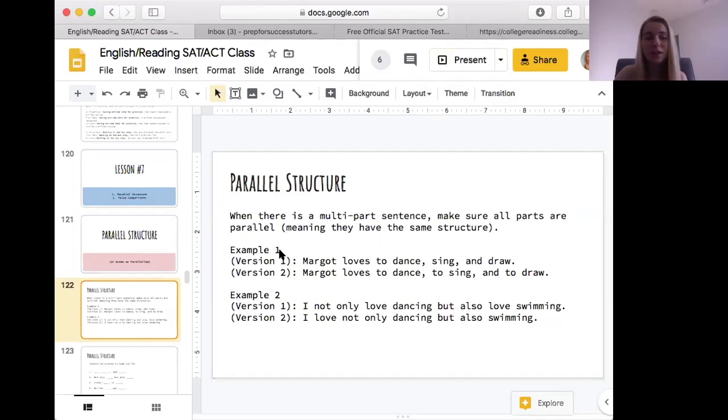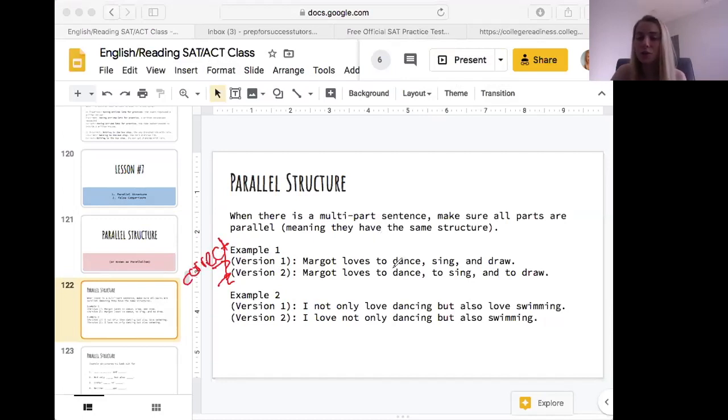For example, if I take a look at this example here, version 1, both of these are correct examples. However, here we have slightly different structures. We have Margot loves to dance, sing, and draw. Notice dance, sing, and draw are all parallel. They're all 3 actions. Then here we have Margot loves to dance, to sing, and to draw. That's also parallel because I have an action and a to in all parts.